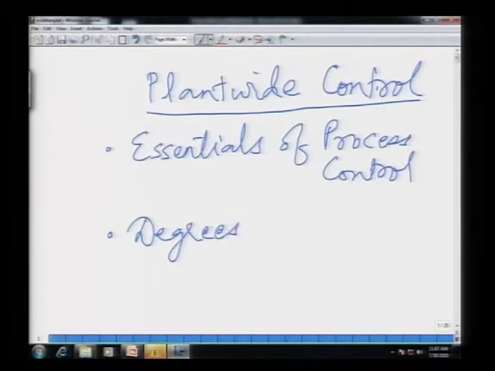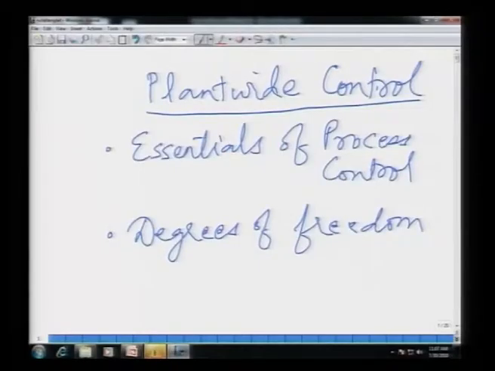So, the next two modules that we are going to cover, maybe next couple of lectures and another couple of lectures, would essentially focus on these two aspects: essentials of process control that an engineer must know to design effective control systems, and degrees of freedom of a process. These two concepts are quite fundamental, and we will spend some time on this over the next few lectures. So, let us get to essentials of process control.